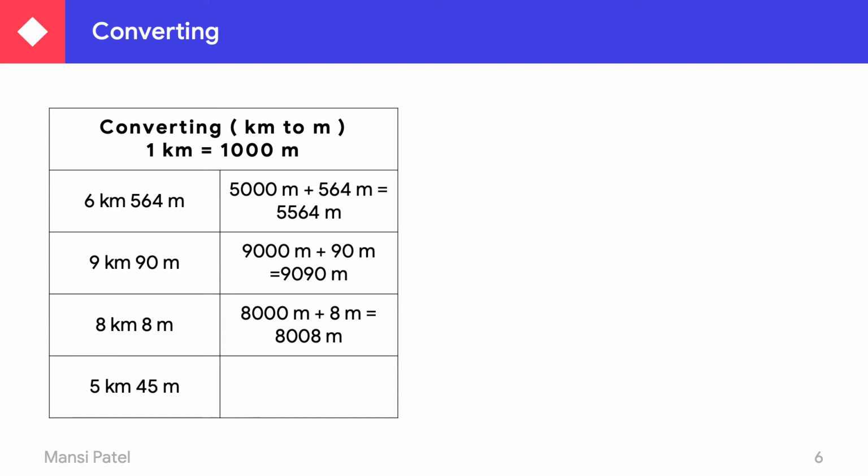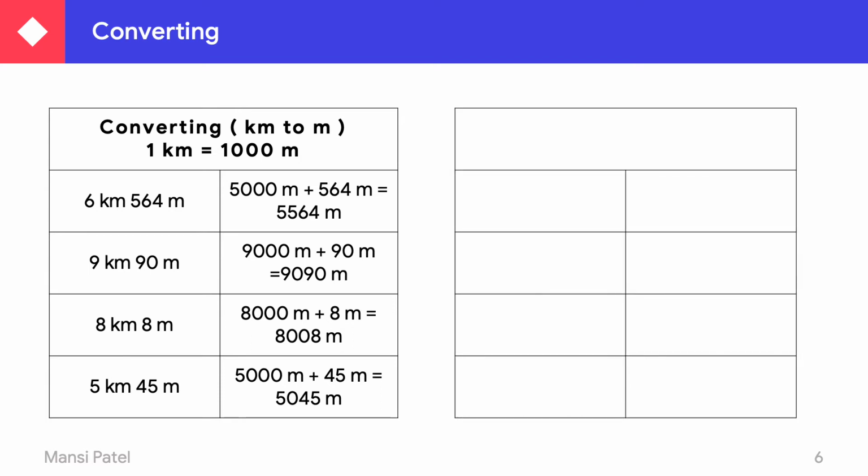Then 5 kilometer and 45 meter. First you convert this 5 kilometer, it becomes 5000 meter plus 45 meter. So 5045 meter, that is the answer.